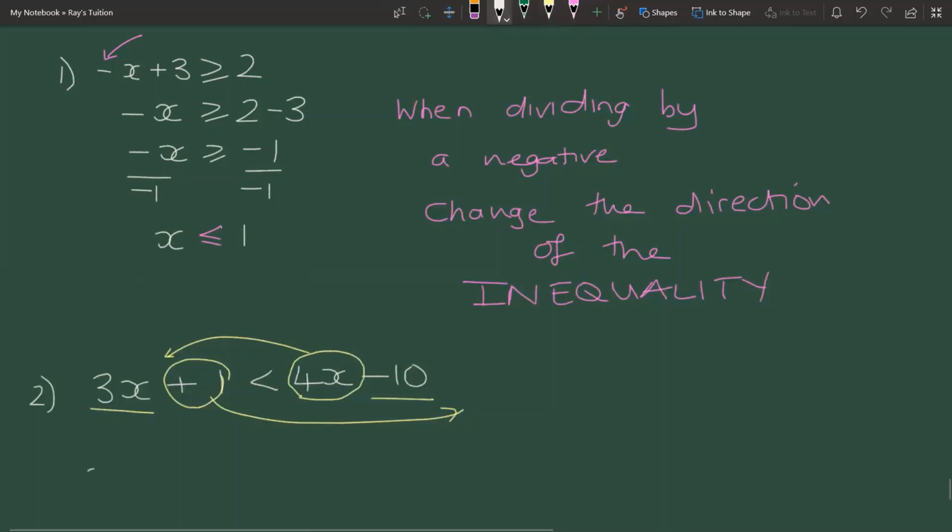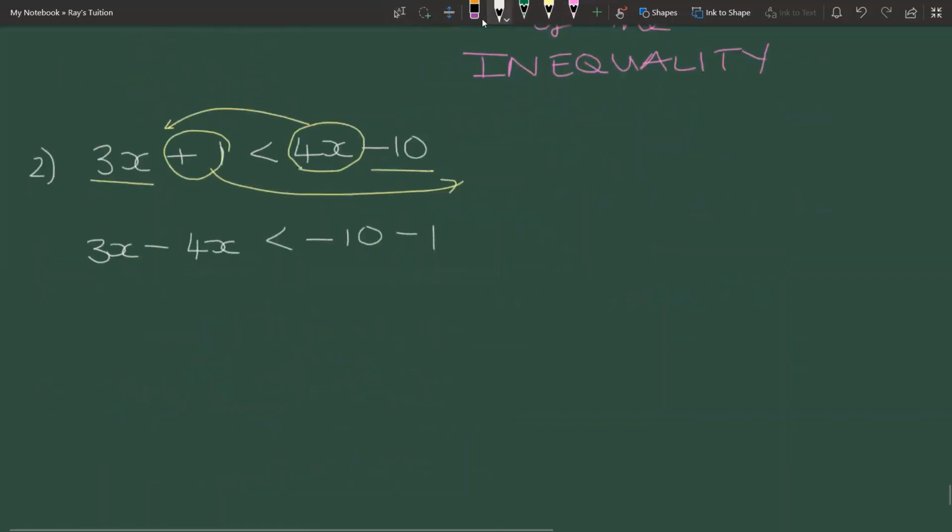So what I then get is 3x, the 3x stays the same, minus 4x, when I take it over, its sign changes, -10, the -10 stays negative, and the 1 becomes a -1, its sign changes when I take it over. So 3x minus 4x is minus x, and -10 minus 1 is -11. Again, we're going to divide both sides by -1 to get the x by itself, and then we're going to get x, and then the inequality's direction will change because we divided by a negative, is greater than 11.